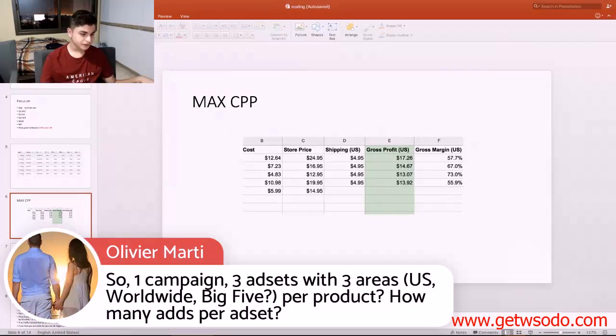So one campaign, three ads with three areas, USA worldwide, big five per product. How many ads per product? One ad per asset. Unlimited assets per campaign. One product, one campaign per product. Three assets, three audiences per location, and only USA and worldwide. No, I don't understand what you mean by the big five. Maybe the big five countries. No, I don't do that. Just worldwide and USA.